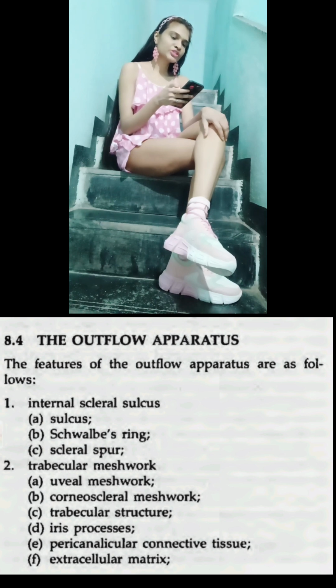1. Internal scleral sulcus. A. Sulcus. B. Shaw-based ring. C. Scleral spur. 2. Trabecular meshwork. A. Uveal meshwork. B. Corneoscleral meshwork. C. Trabecular structure. D. Iris processes. E. Pericanalicular connective tissue. F. Extracellular matrix.